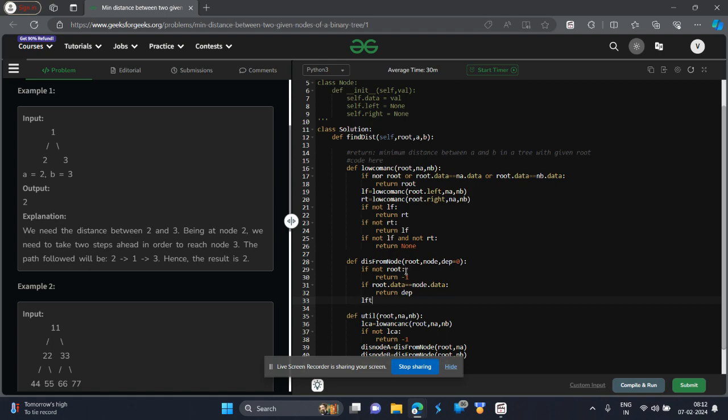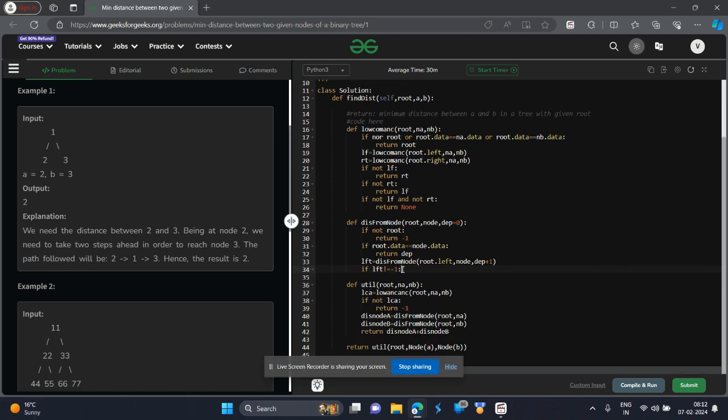Left is distance from root dot left to node, adding 1 to the depth. When will left be minus one? When we do not have any left subtree, we have reached the leaves. Left will be minus one.